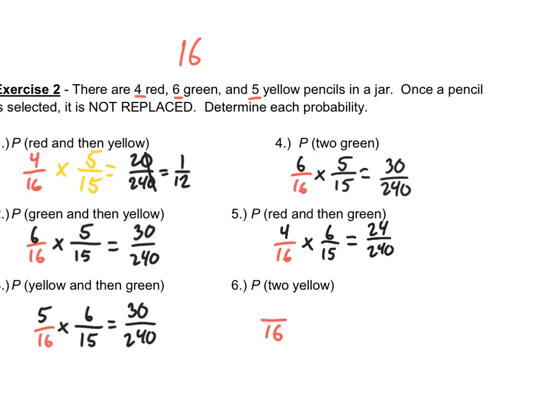Now I know the probability of getting 2 yellows in a row. There are currently 5 yellows in the jar, but if I draw one of them out, there are only 4 yellows left, and there are only going to be 15 in the jar. Multiplying straight across, I get 5 times 4 is 20, and 16 times 15 is that 240.